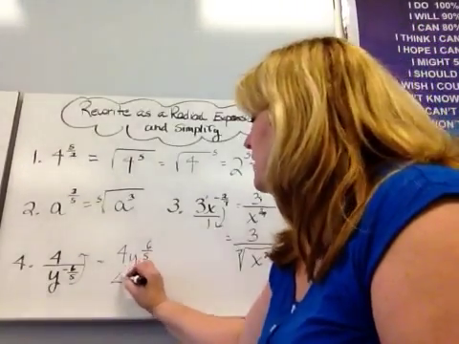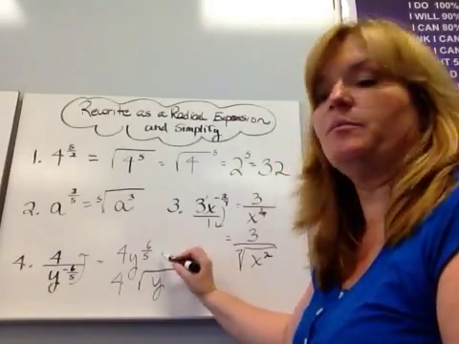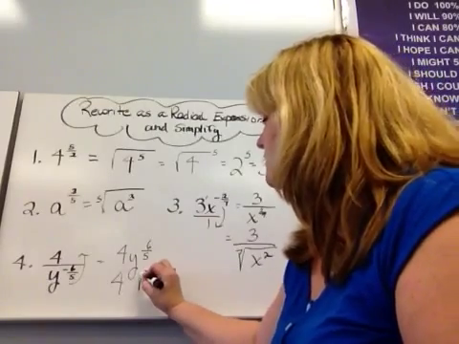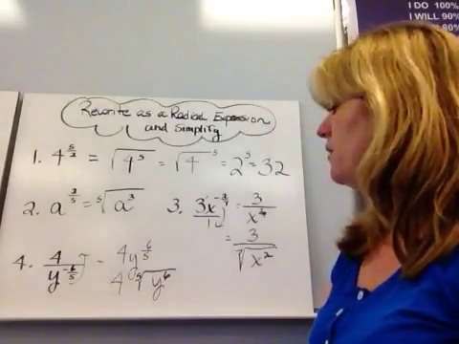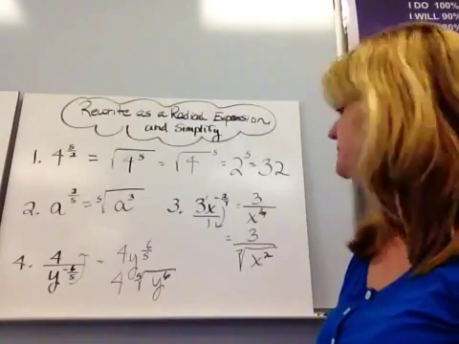The 4 is separate, and I have a radical. The y will go in there. Here's my little flower pot. Here's my power, flower power, so it's going to go here, and it's going to be the 5th root. So I have 4 times the 5th root of y to the 6. Okay.